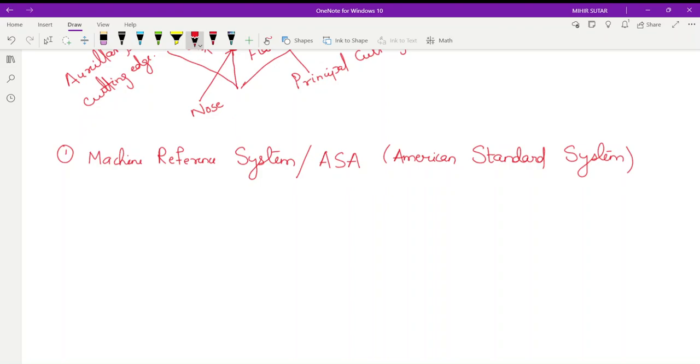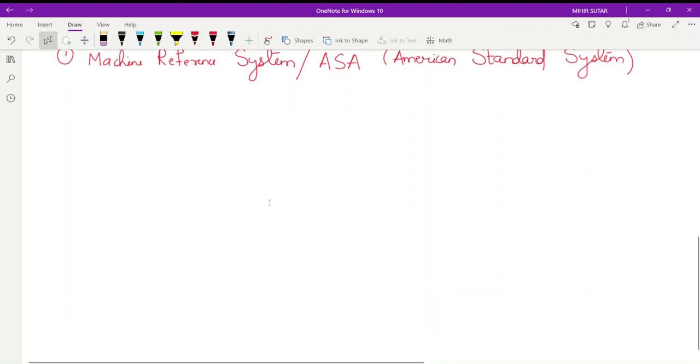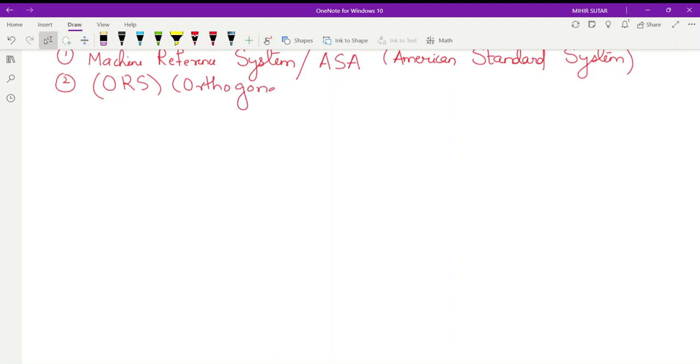So, by this ASA system, we construct the tool. Let me draw the figure first. Second is our ORS system, orthogonal rake system. Okay, first of all, we'll go to the ASA system.